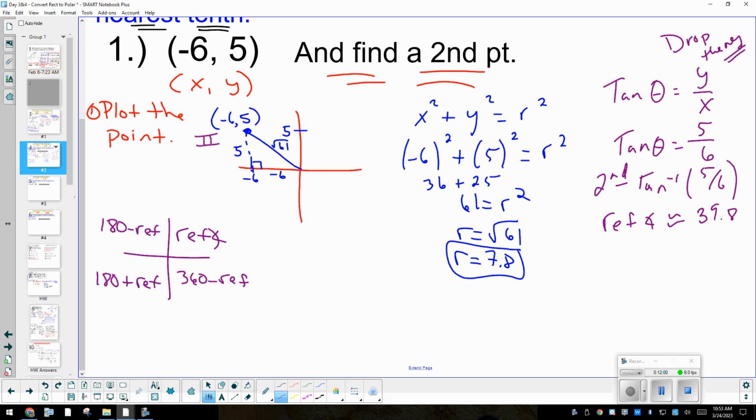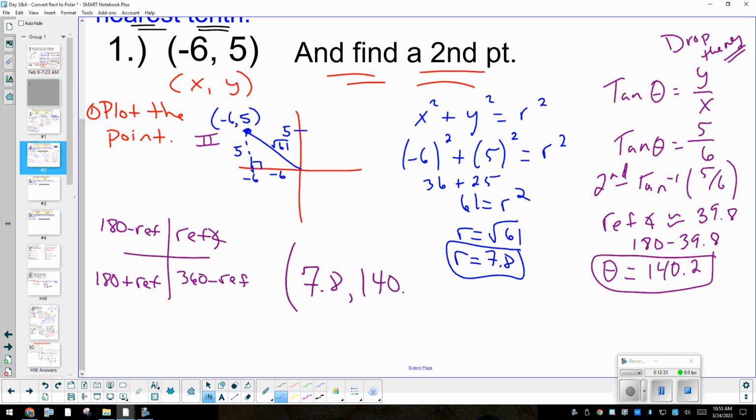So like here we have 39.8, but we want a second quadrant angle, so I just do 180 minus 39.8, and now this will be my actual theta, which will be 140.2. And then you have to write it as a pair for the final answer. So like you would just piece them together, 7.8, comma 140.2 degrees, right? Are you guys okay? I don't even know if I want to do find the second point today.